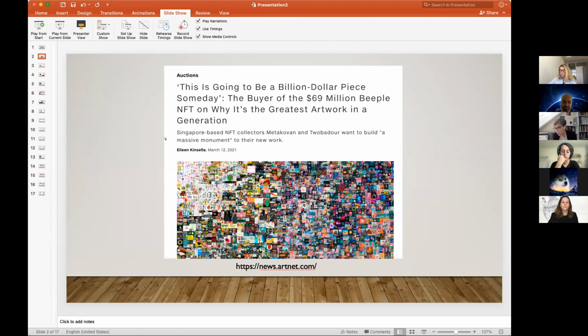So hence, Metakoven and Troubadour replied in their interview with ArtNet a day after purchasing the Beeple piece, the reason for their purchase of the work: this is going to be a $1 billion piece someday. This is going to be a $1 billion piece someday, as their primary argument, and hence the headline of the article.